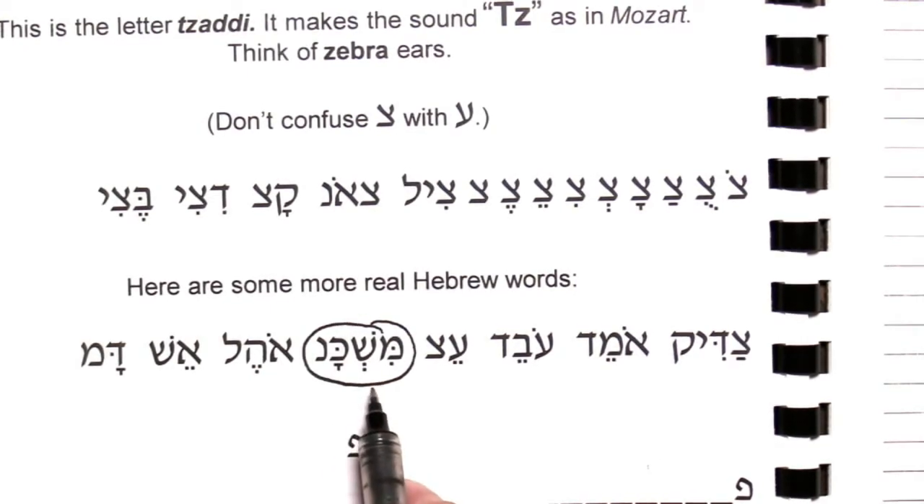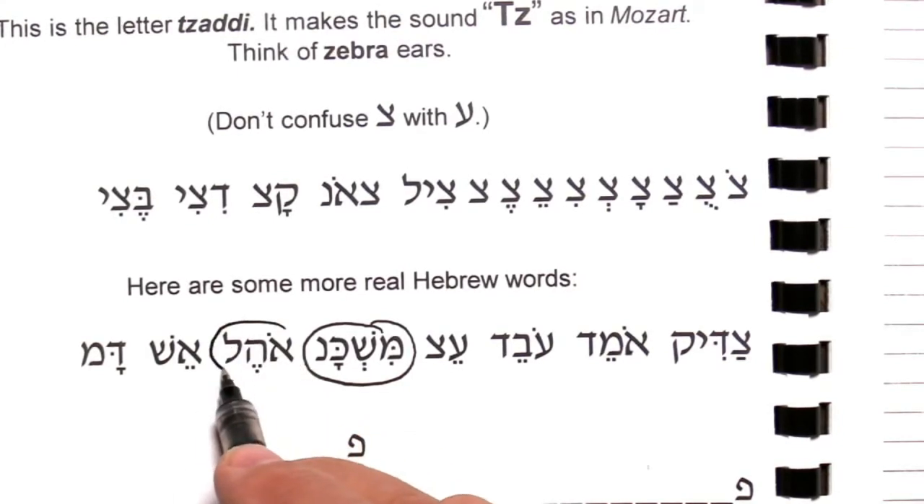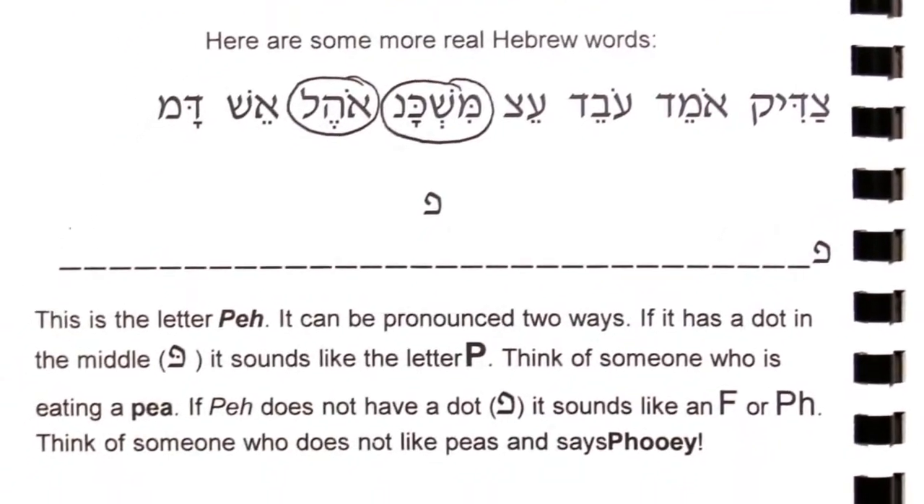Now the tabernacle had another name as well. It was called the tent of meeting, or the Ohel Moed. And there's the word Ohel, which means tent. Ohel Moed means the tent of appointment, or the tent of meeting. So we have two words for the tabernacle, the Mishkan, which is usually translated tabernacle, and Ohel Moed, the tent of meeting. Now let's move on to our letter Pei.